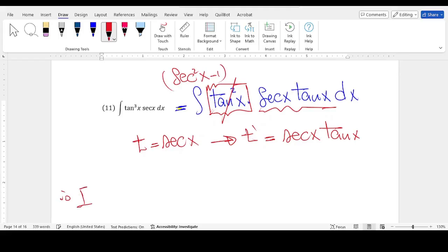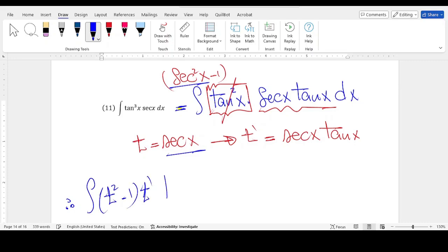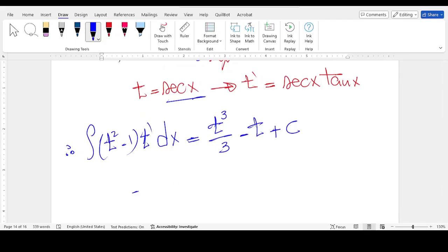Okay, so the integral now, no need to rename it as I, will be the integration of t square minus 1 multiplied by t dash dx, where t is sec. Integrate: raise the power by 1, divided by the new power. This will be t power 3 divided by 3 minus t plus c. What is t? This is sec. So the integration now will be 1 over 3 sec to the power 3 x minus sec x plus c.